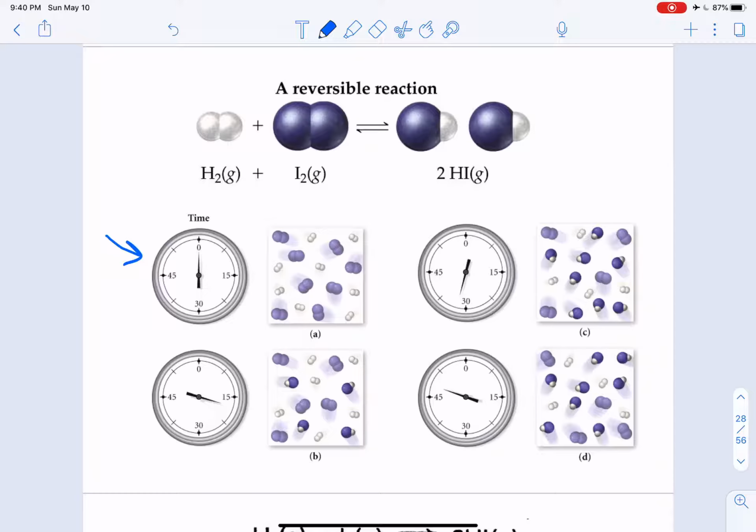And as the reaction goes along, you can see we're making HIs. So in picture B right here at 16 or 17 seconds, it's showing you that we've got 4 HI molecules. And then time goes on a little bit, and we're right here at 32, 33 seconds. And you can see that we've got 8 HI molecules here.